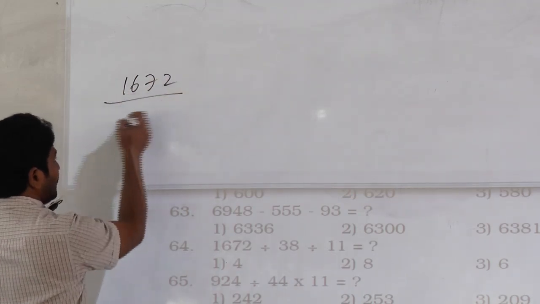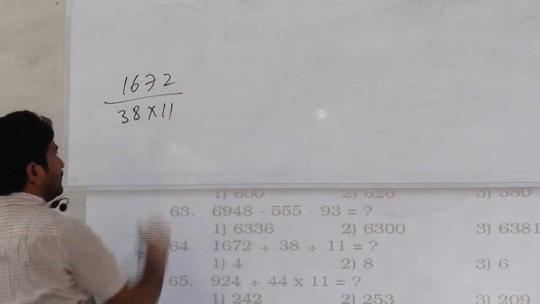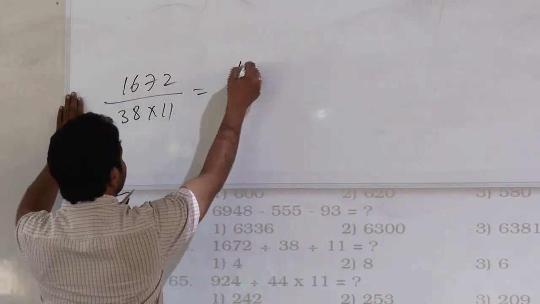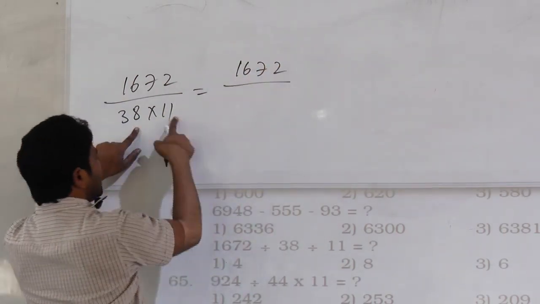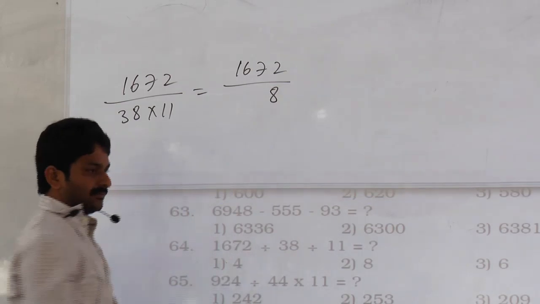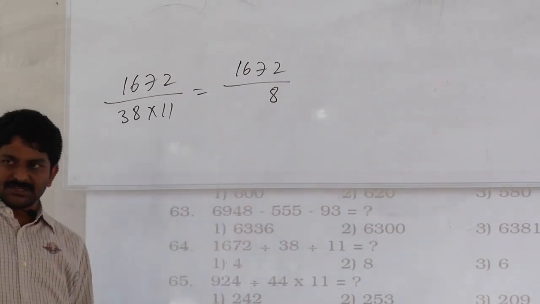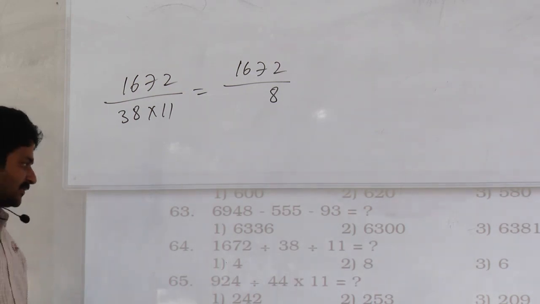1672 divided by 38 into 11. Here, the last digit of 1672 divided by the last digit, which is 8 here. Look at your options, all are integers. Verify the last digit.